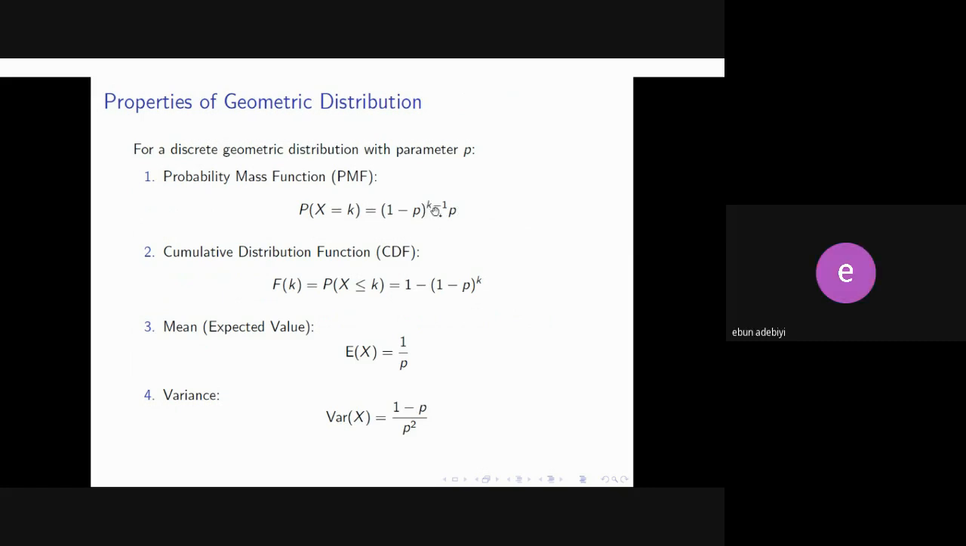That's what I was saying. Yes, in this instance, k will always start from 1, not 0.